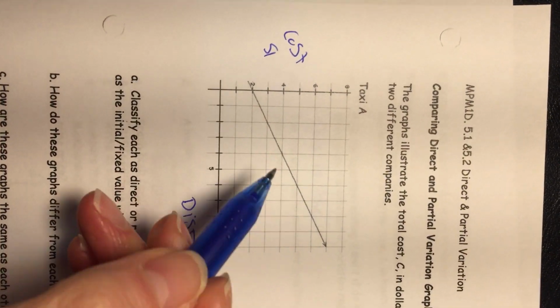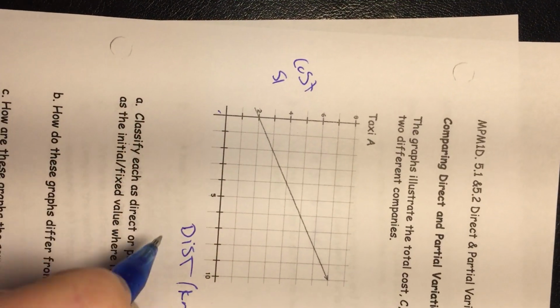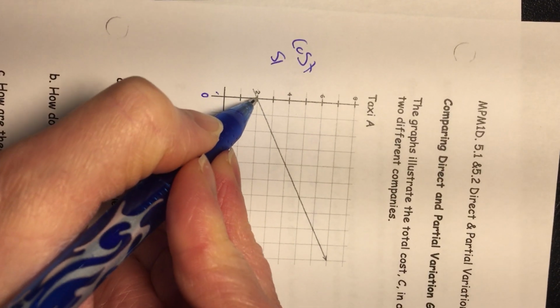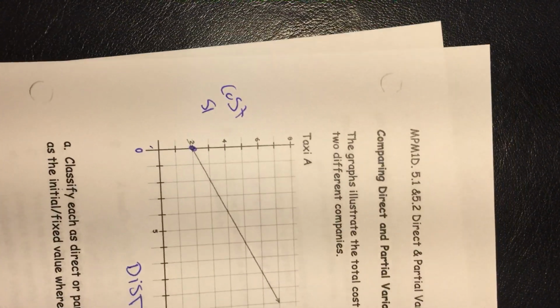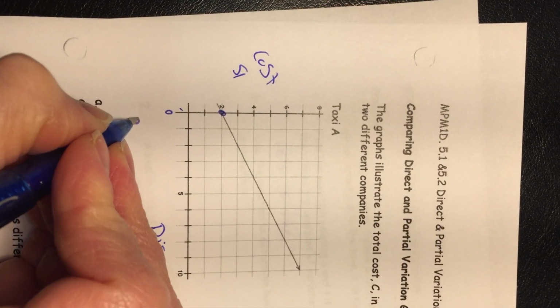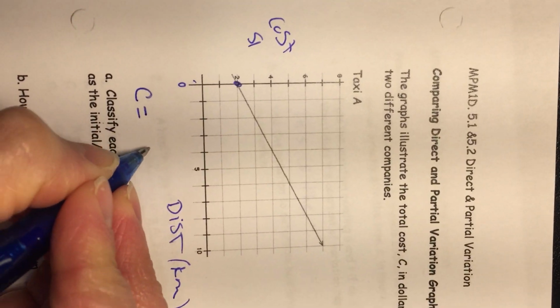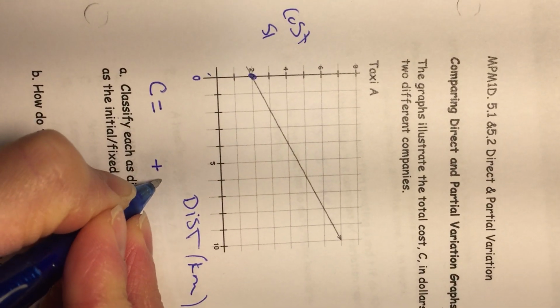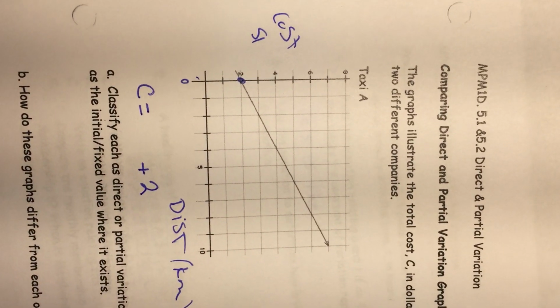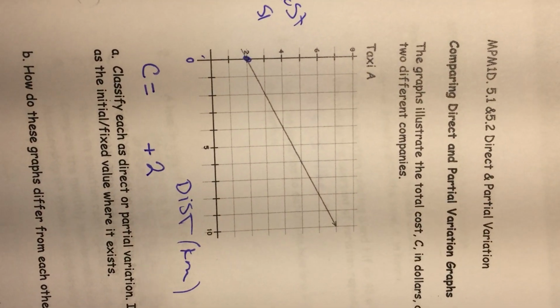Okay, so on this graph, I can see that at distance 0, when I haven't traveled anywhere, there's a cost of $2. So that must be the flat fee. So I know to figure out the cost, it's going to be something that's multiplying with my distance plus my constant. In this case, the constant is 2.